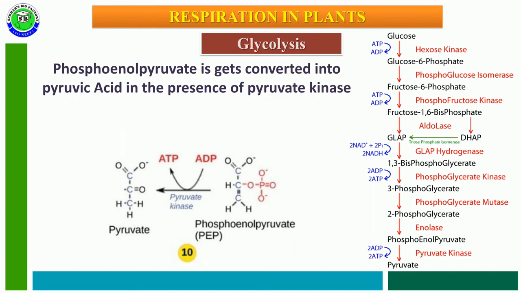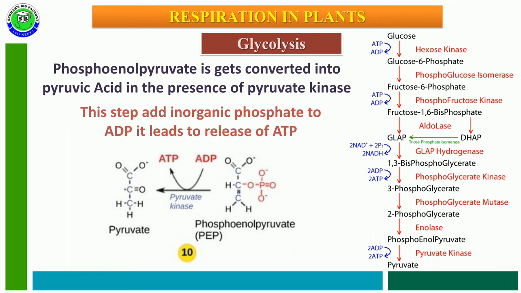And the last reaction is the phosphoenol pyruvate will be converted into pyruvic acid or pyruvate in the presence of pyruvate kinase enzyme. At this time also we can observe the addition of inorganic phosphate to ADP that leads to the formation of ATP molecule. In this reaction also totally two ATP molecules are produced. These are the 10 steps of the glycolysis pathway.